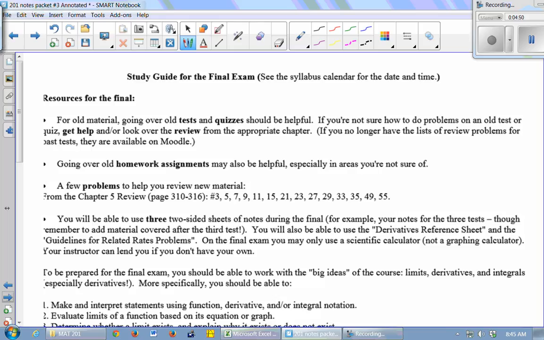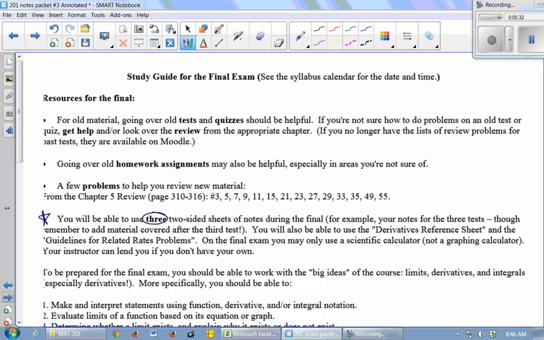I just want to point out from the study guide that you will be able to use 3 two-sided sheets of notes for the final. That way you can bring, hopefully you saved the 3 that you made for the first 3 tests, and then just add, there's not very much material since then, so you can just squeeze it in the margin if you need to add anything else. Or feel free to make 3 brand new ones, whichever you prefer. Yes, they can be typed. They can be written or typed just as long as they're created by you and not photocopied from some other source.